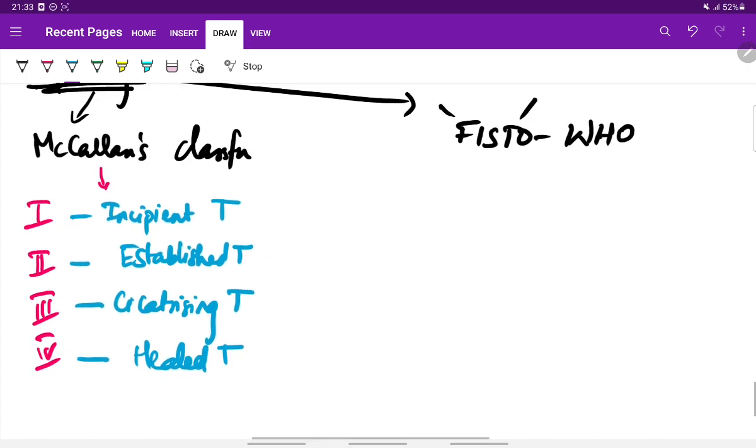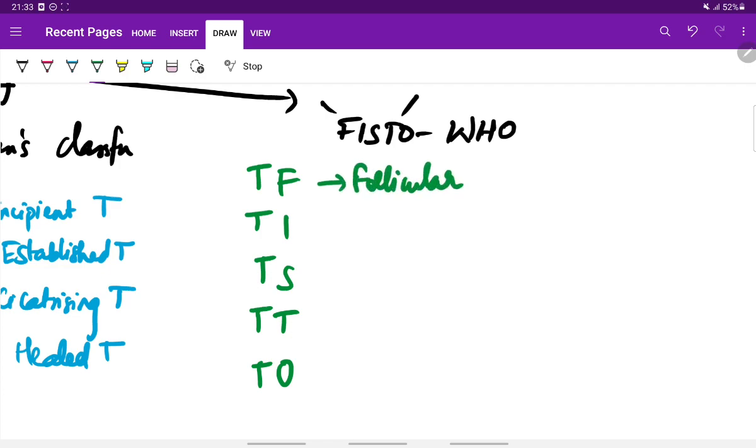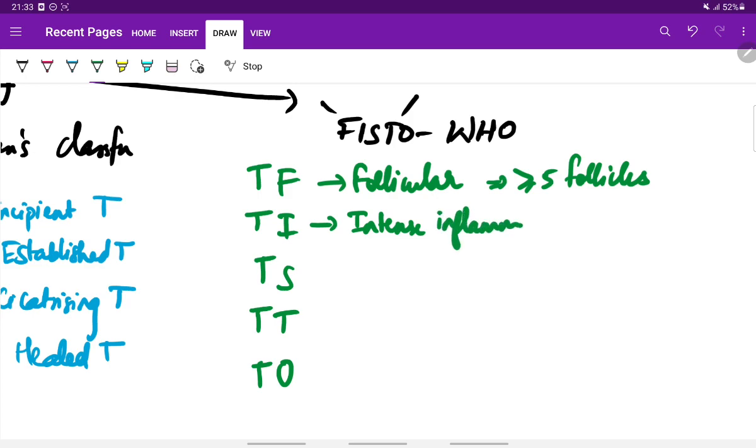This is MacCallan's classification. Next, coming to FISTO classification. First is trachomatous inflammation follicular. F stands for follicular. So in this stage, there are at least 5 or more follicles present on the upper tarsal conjunctiva. Next stage, I stands for intense inflammatory stage. Here there is inflammation of the upper tarsal conjunctiva.